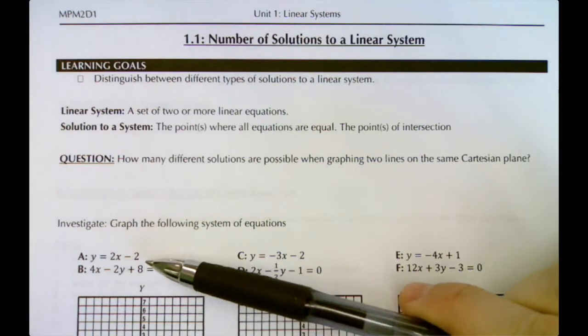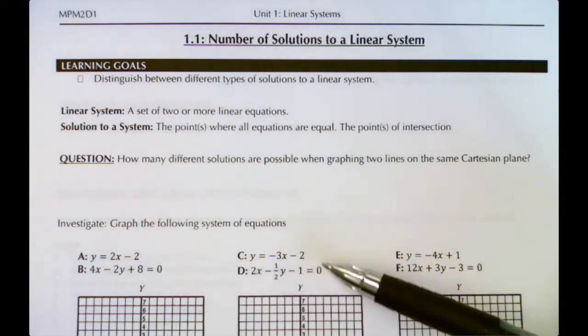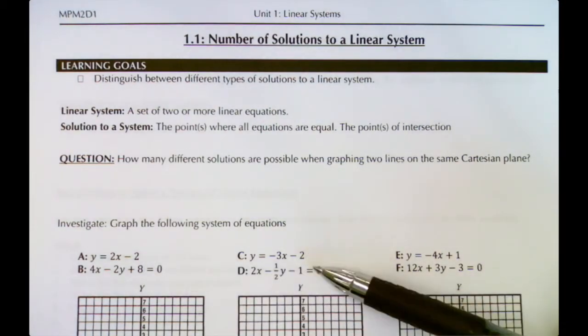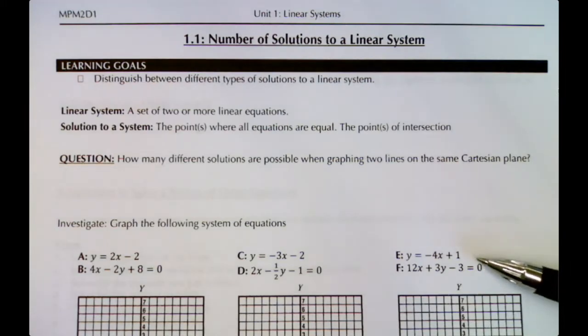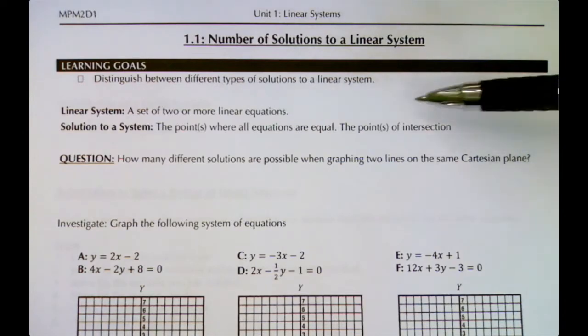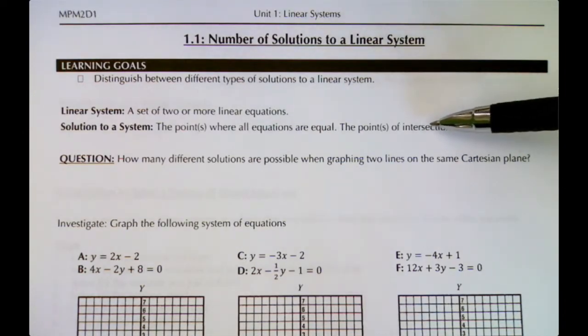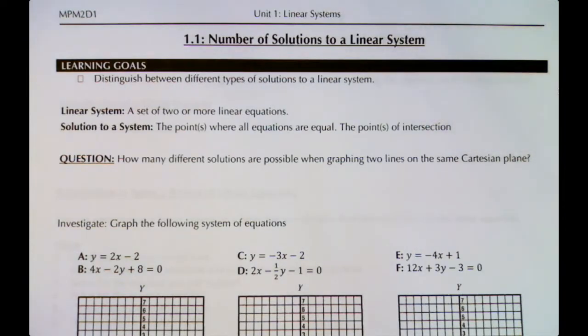We have a linear system with line A and B, a second system with C and D, and a third system with E and F. And when you have a linear system, you can look at the solution to a linear system. A solution is just the point or points where all equations are equal. So that would be like setting the equations equal and solving and finding a solution, or on a graph, it would be where the lines cross.